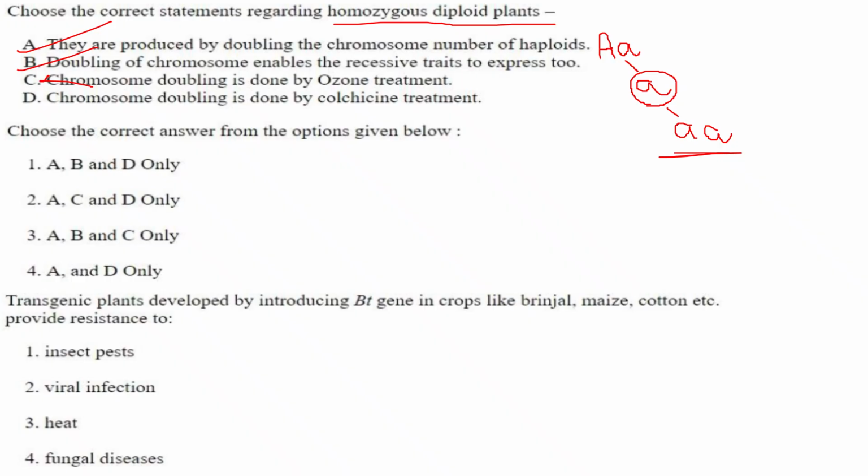Chromosome doubling is done by ozone treatment? No, ozone doesn't play any role in chromosome doubling. Colchicine is used, so D is correct. It will inhibit spindle formation during mitosis. So the chromosomes will not be able to separate to different cells during the anaphase, and this will result in chromosome doubling.